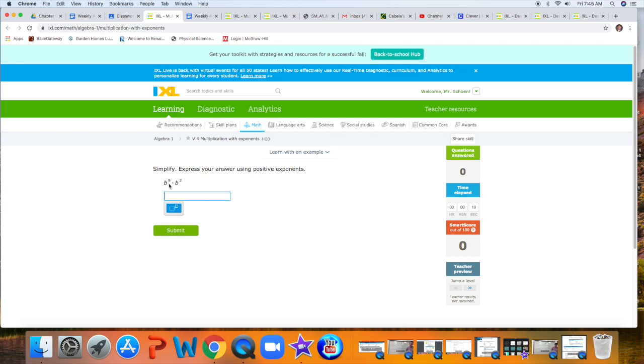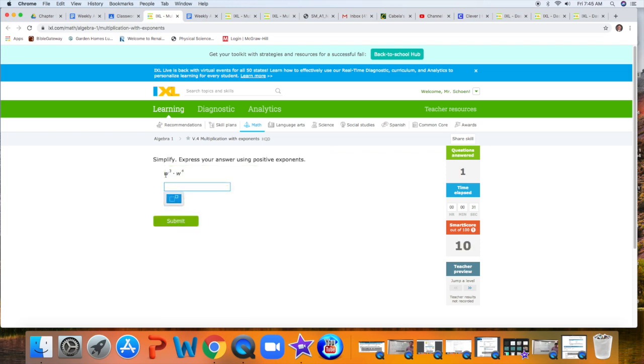I've got the same base, b and b, so my answer is going to be b. And then 8 plus 2 is 10. Now if I type in 10, that's going to give me an incorrect answer because it's not in the right form. Notice this didn't make an exponent. You probably figured out that this little button around here, if I click this, it creates that exponent, lifts that number up, and now I can type in the appropriate answer.